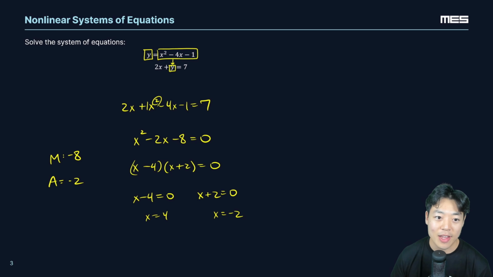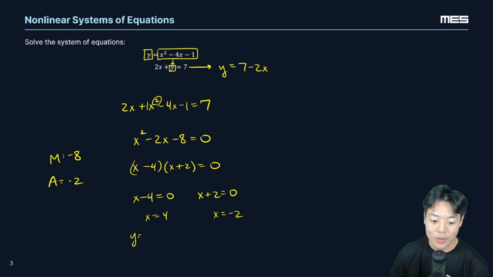Knowing these two x values, we're not done, since solutions to a system of equations turn out to be coordinate points, and coordinate points include both an x value and a y value. So we can solve for those y values by plugging back into the second equation. We get y is equal to 7 minus 2x. Let's plug each of these x values in.